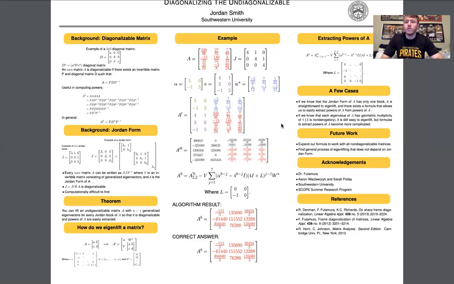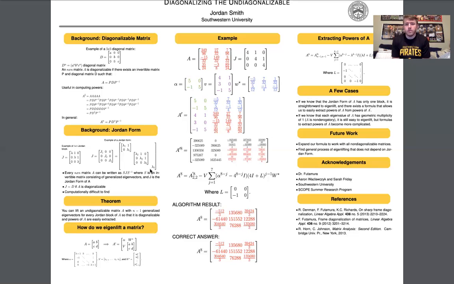Another case: if we know that each eigenvalue of A has a geometric multiplicity of 1, meaning A is non-derogatory, it is still easy to eigenlift, but formulas to extract powers of A become more complicated. So what that means, if we have a matrix that has a Jordan form that looks kind of like this, this works if we know that lambda 1 is not equal to lambda 3 and lambda 2 is not equal to lambda 1. So all eigenvalues in different blocks have to be different.